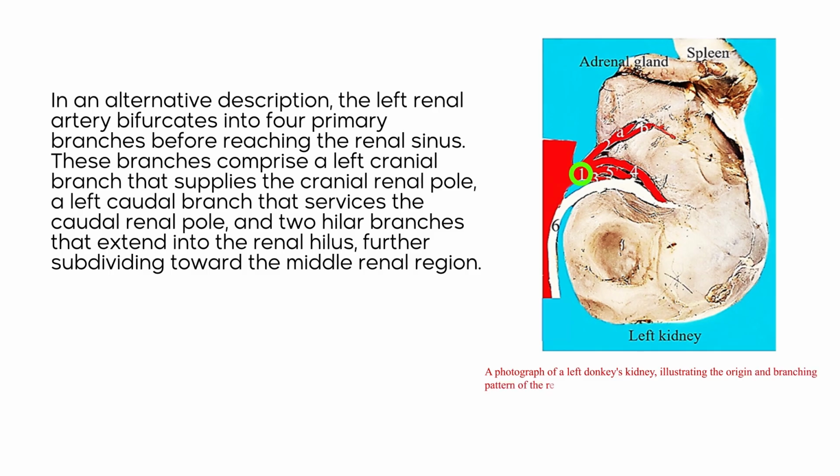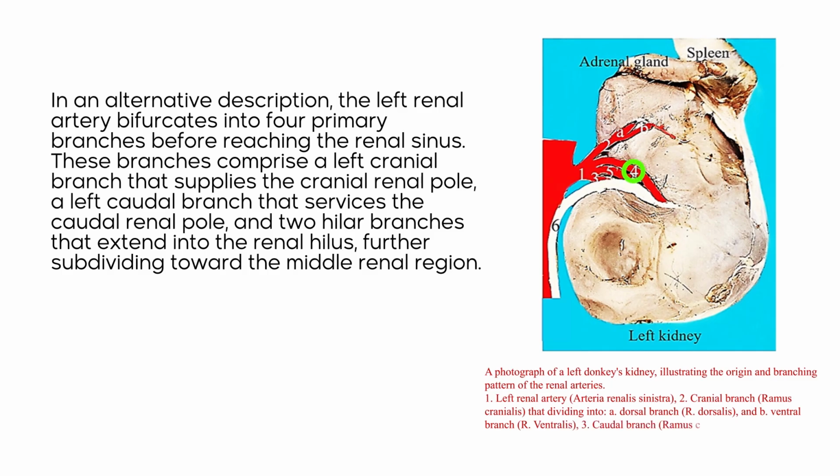1. Left renal artery, arteria renalis sinistra. 2. Cranial branch, ramus cranialis, dividing into A. Dorsal branch, R. dorsalis, and B. Ventral branch, R. ventralis. 3. Caudal branch, ramus caudalis. 4. Ventral hilar branch. 5. Dorsal hilar branch. 6. Ureter.